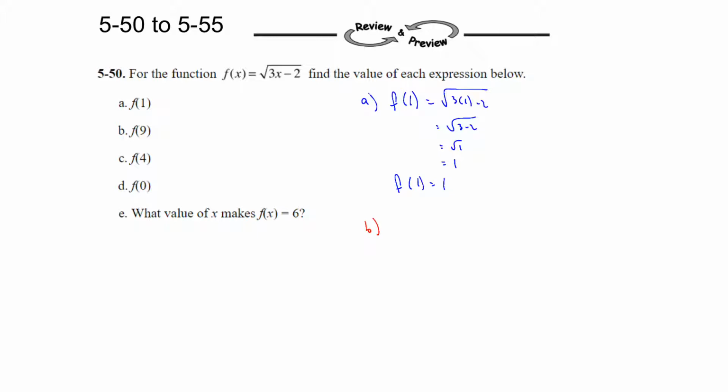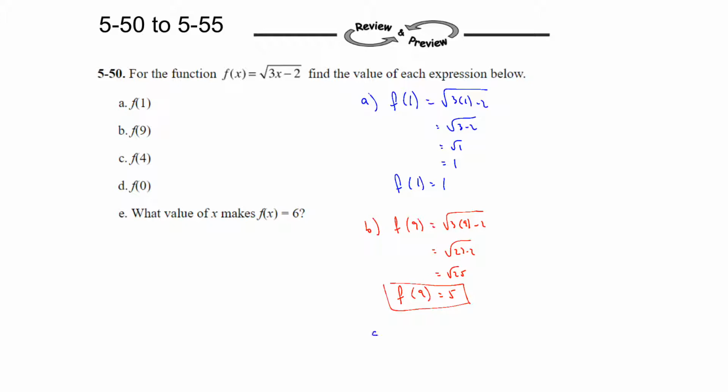B, same function, we're going to plug in 9 for x. So this would be the square root of 3 times 9 minus 2. That would be 27 minus 2, or the square root of 25, which is 5. So f of 9 is equal to 5.